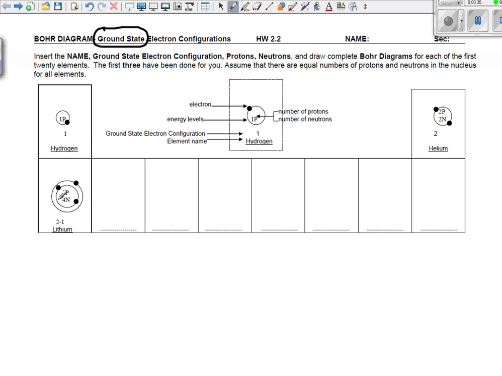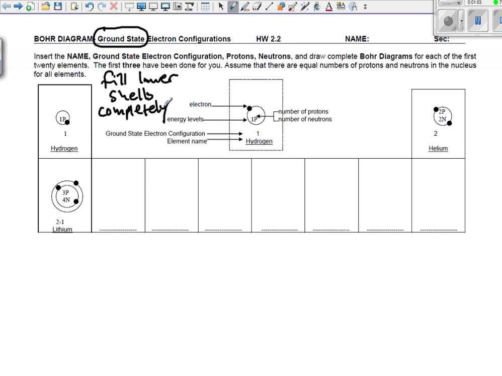And what that means is there's 2 electrons in the first shell, as you can see 2 electrons in that first circle, and there's 1 electron in the second shell, right? And the idea of the ground state is you fill the lower shells completely before moving on to the next shell.